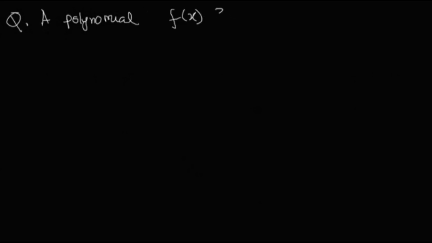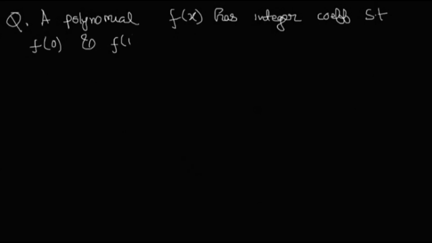A polynomial f of x has integer coefficients such that f of 0 and f of 1 are both odd numbers. You have to prove that f has no integer solutions.